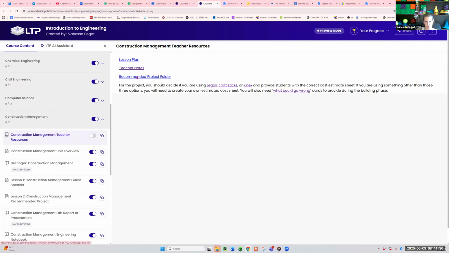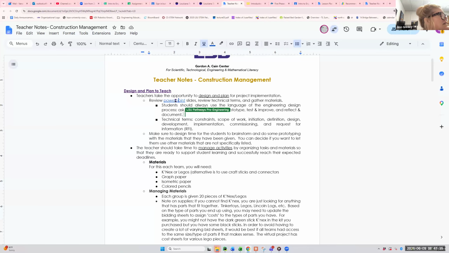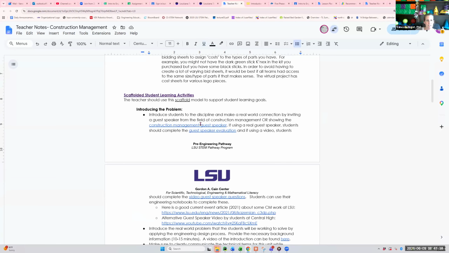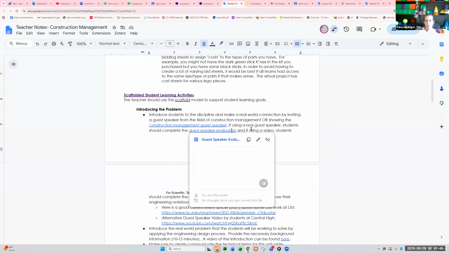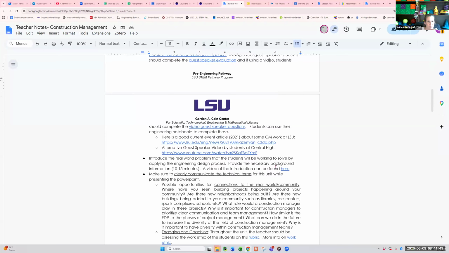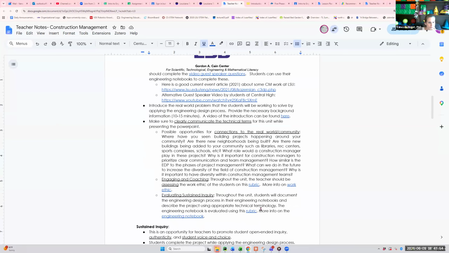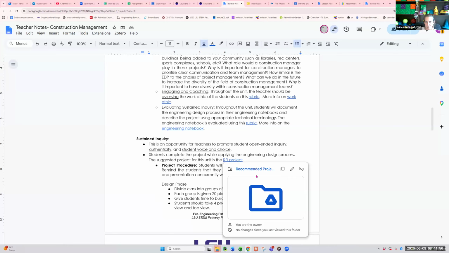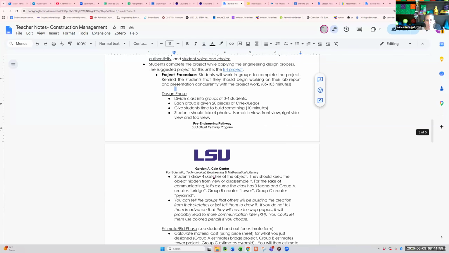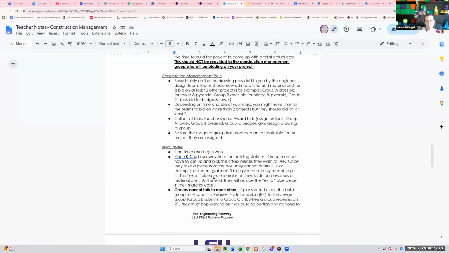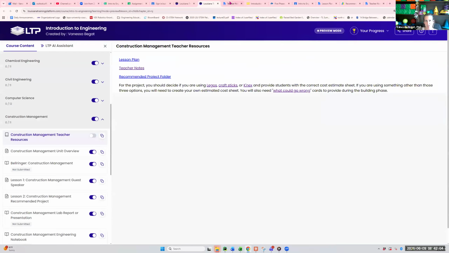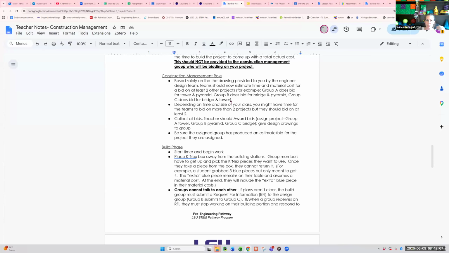But generally, when you start a project, if you just open the teacher notes, everything should be linked in there. You'll have the slides, the guest speaker video, the evaluation, the link to the video recording of me presenting the slide decks, and the rubrics. This is the link to the recommended project. Everything that's in Google or in LTP should also be in the teacher notes.